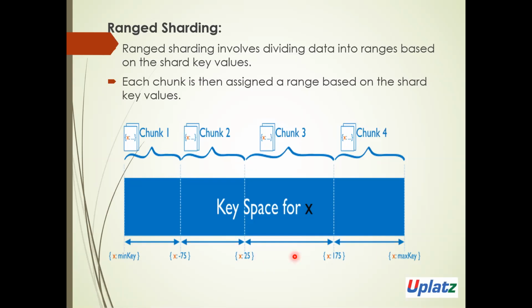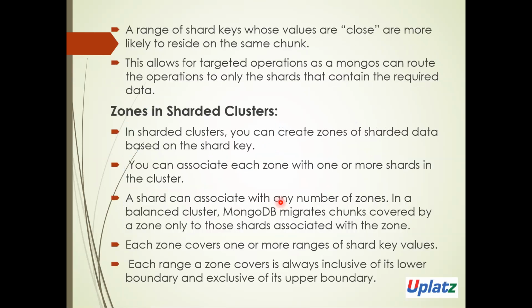This is the space for my X. This is 175, my max key. This is 25, this is 175, and this is minus 25, my minimum key. This is how the data is distributed in range sharding. This allows targeted operations, as Mongos can route the operation to only the shards that contain the required data.